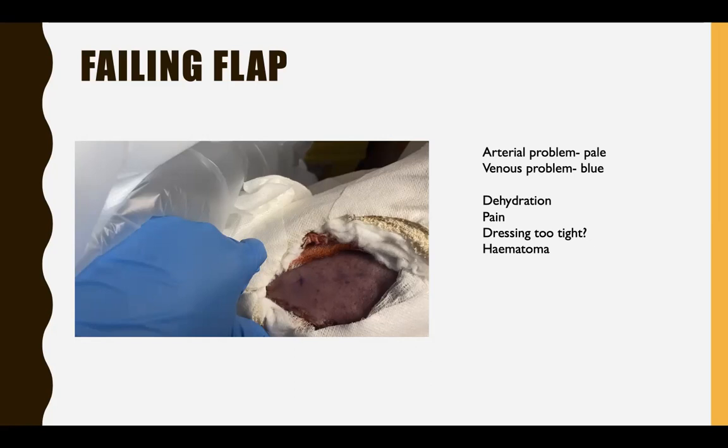Is the dressing too tight? If the dressing is too tight, that can cause either an arterial or venous problem. Or is there a hematoma underneath the flap? An expanding hematoma underneath the flap is causing internal compression on the arteries and veins.